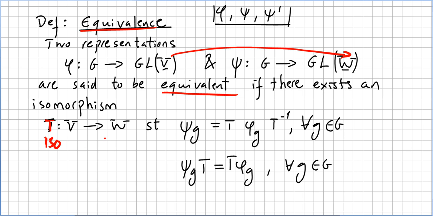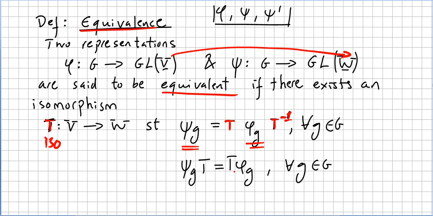This T takes us from V to W such that psi of g equals, I should write this for you to see, T phi of g T inverse. When can we say that psi of g equals phi of g conjugated this way? If there is a T and T inverse here, for all g in G.